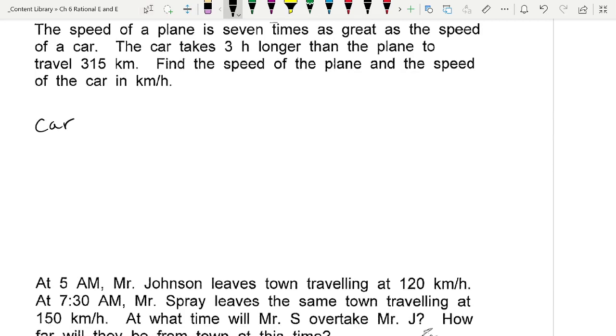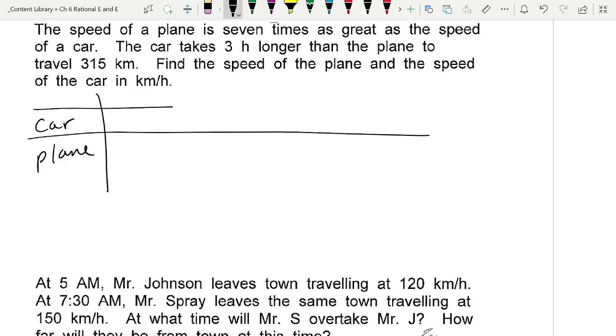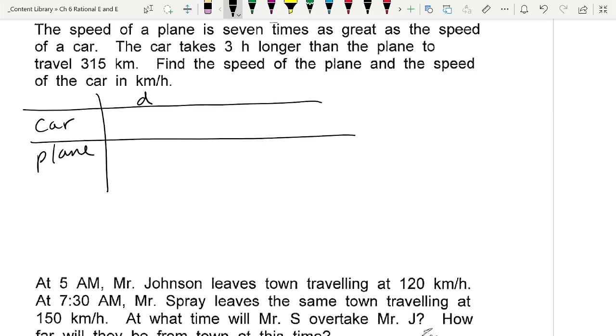So let's make a little chart for this one. We have a car. We have a plane. Doesn't seem like a fair fight having a race between these guys. And then we have distance, speed, time. All right, so now, what do we know in this problem? The speed of the plane is 7 times as great as the speed of the car. So I think I'll let the car be v, and the plane will be just 7v.